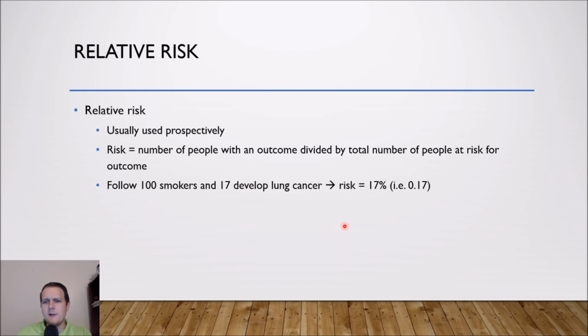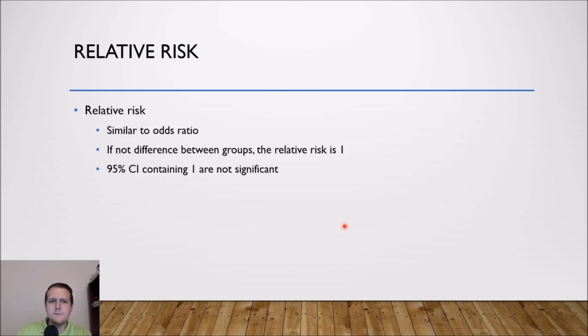So again, you can see here the numbers might be similar, but they're going to be off a little bit. But since I know the full population at risk, which is 100 people, I can say the risk for smokers developing lung cancer over this time period is 17%. Now, relative risk is very similar to odds ratio because you're dividing one risk by another risk. And so here again, the null value is 1. So if I have a 95% confidence interval containing 1 for relative risk, it is not significant.